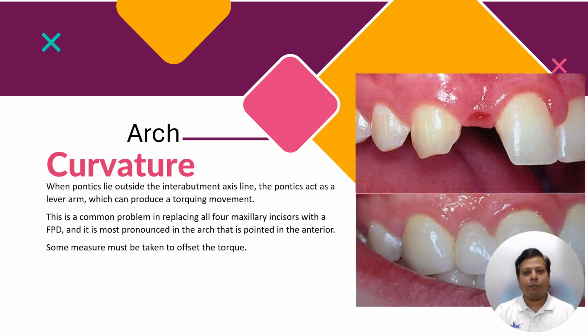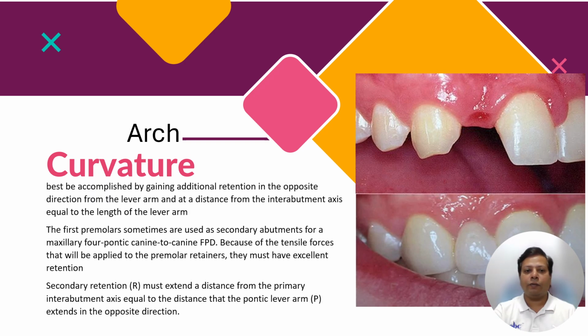The arch curvature plays a crucial role in the design of fixed partial dentures. So basically when the pontics lie outside the interabutment axis line, the pontics act as a lever arm which can produce a torquing movement. This is a common problem in replacing all four maxillary or mandibular incisors with a fixed partial denture. It will be best accomplished by gaining additional retention in the opposite direction from the lever arm and at a distance from the interabutment axis equal to the length of the lever arm.